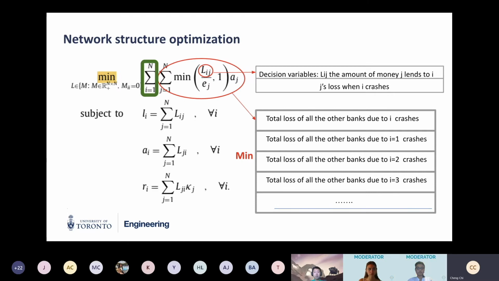And the constraints here are just keeping some features of the banking network unchanged, such as the total liability for each bank is unchanged, and the total assets held by banks is unchanged. And we already implemented this optimization model on the classical Gurobi solver, and I will show the result for that later. But why do we need quantum for this?